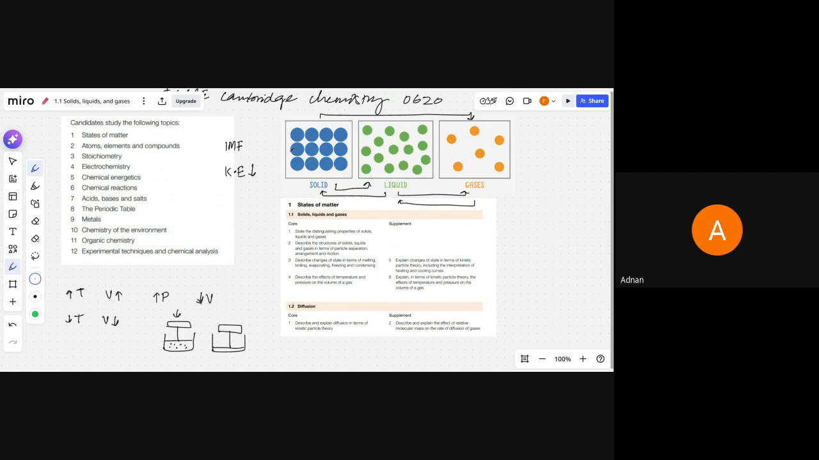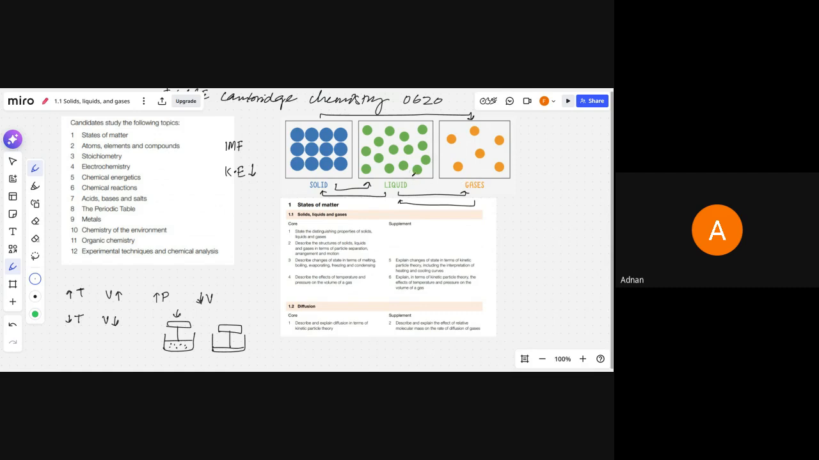So as we increase temperature, the intermolecular forces will start to weaken, and the particles will start vibrating more and more. Their kinetic energy will increase, and a time will come where they will no longer be able to hold their structure as a solid, and they will be converted into a liquid state. Now in a liquid state, the intermolecular forces are weaker compared to the solid state, and the kinetic energy of the liquid particles is a bit higher than the kinetic energy of solids.